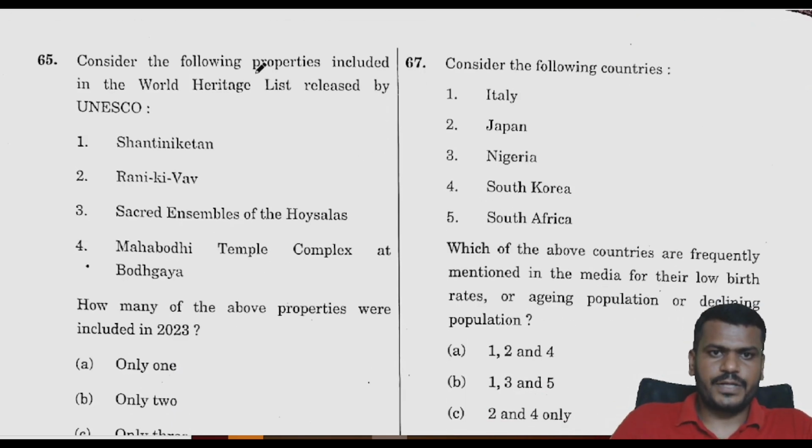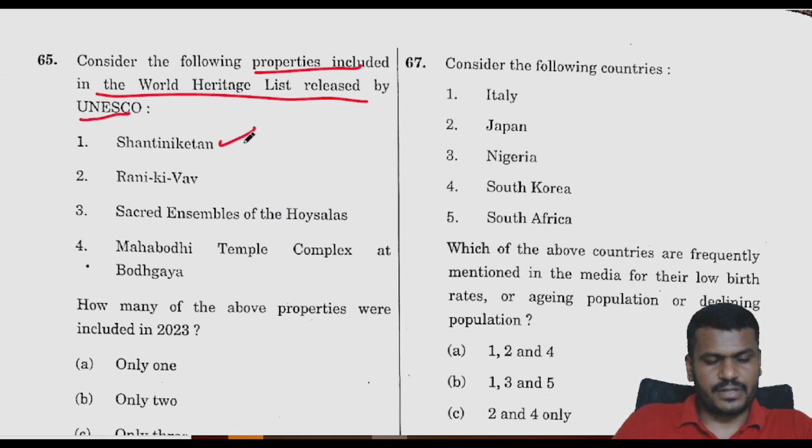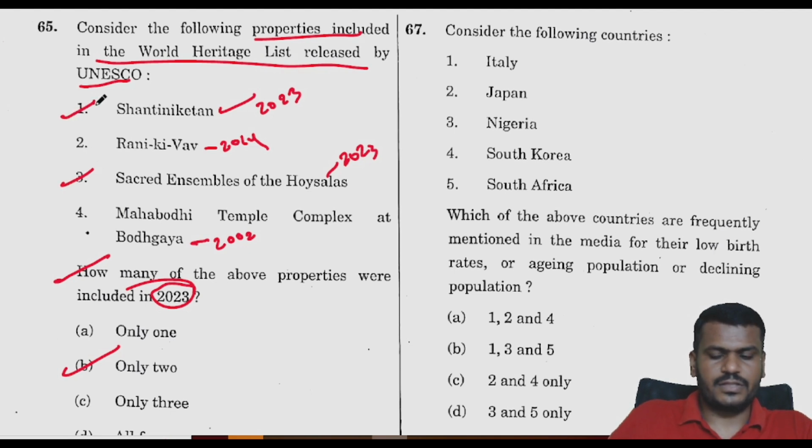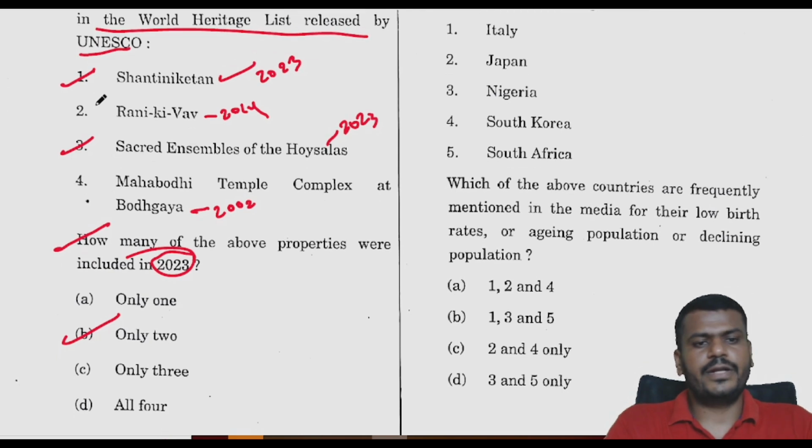Next, consider the following properties included in the World Heritage List released by UNESCO. Shantiniketan, yes, recently included in 2023, and Rani Ki Vav, yes, included but not recently, in 2014. Second, the ensemble of Hoysala, yes, 2023 it is included, guys. And the Mahabodhi temple complex was included in 2002 if I'm not wrong. Okay, that's why only two are correct. They are asking about 2023, and only the Hoysala temples and Shantiniketan, that is in Kolkata, were included in 2023.